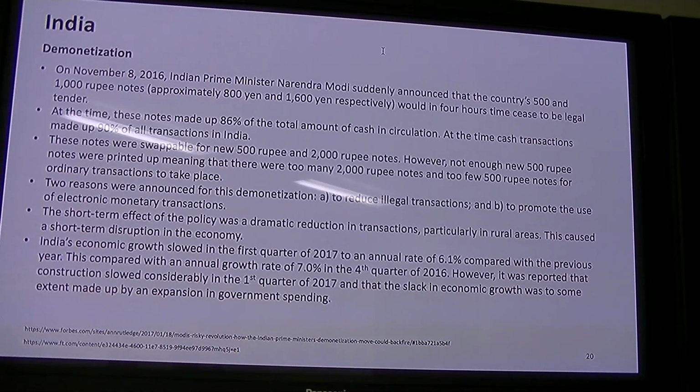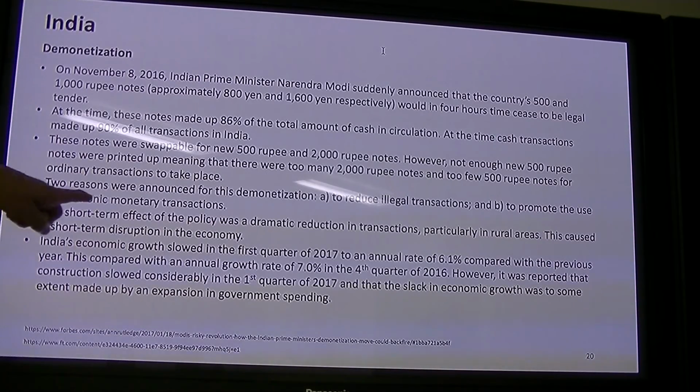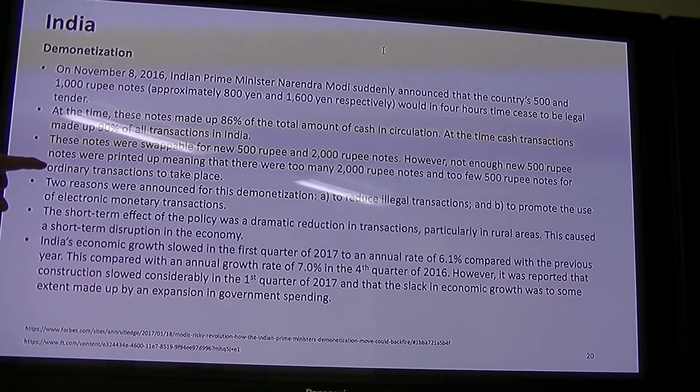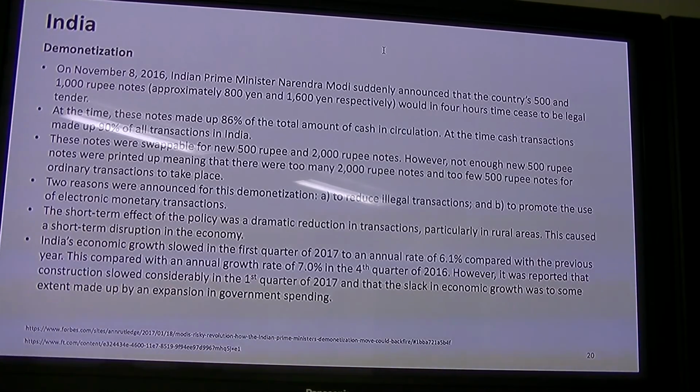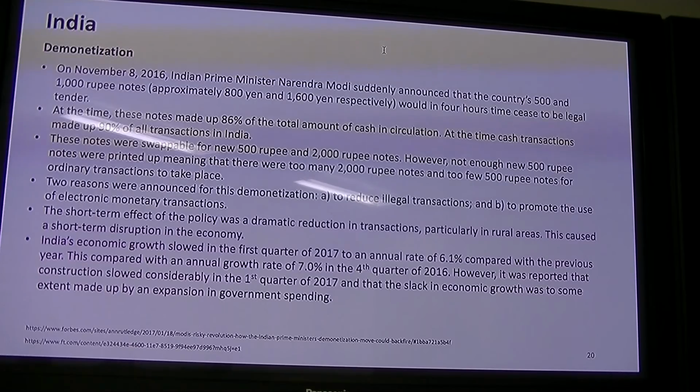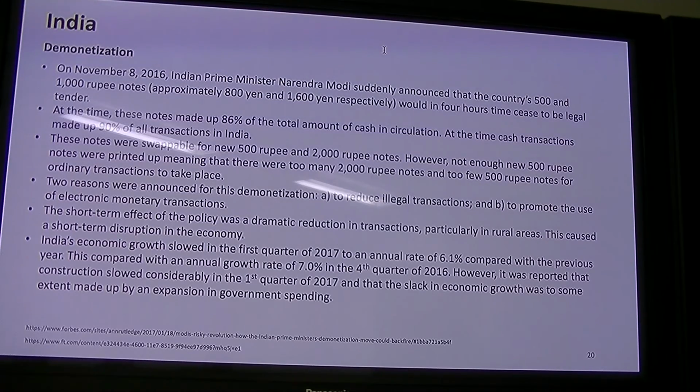there were 2 reasons why they had a reason for doing it. Modi is not an idiot. There's a reason. One, they want to reduce illegal transactions. It's an all-cash society. When you have an all-cash society, there's all kinds of illegal transactions, including bribes of public officials. He's trying to reduce corruption. He's trying to reduce the black market sector of the economy. He's trying to modernize the Indian economy. It's a third world economy.